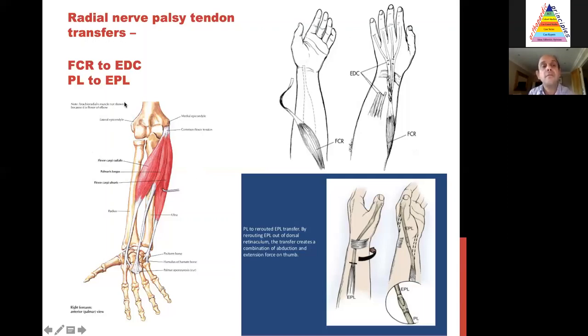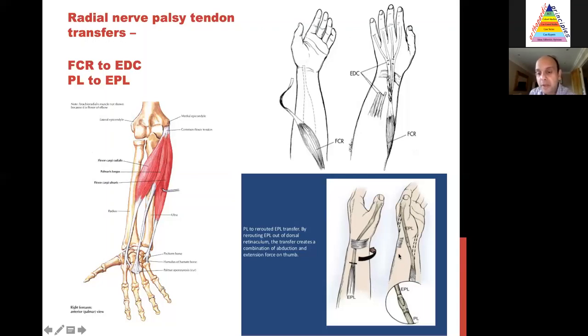Then for EPL, extensor pollicis longus, I can easily take my palmaris longus. Palmaris longus again comes from the medial epicondyle, and it's not going to insert anywhere. It's into the palmar fascia. So again, I just incise it at the wrist crease.